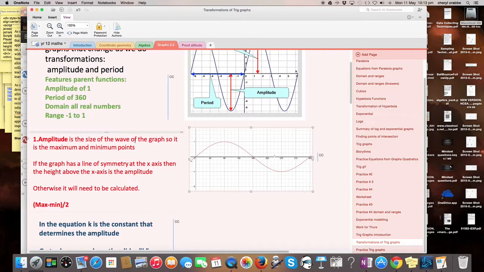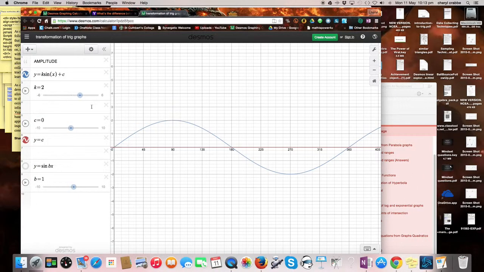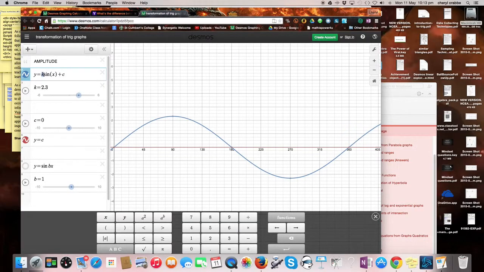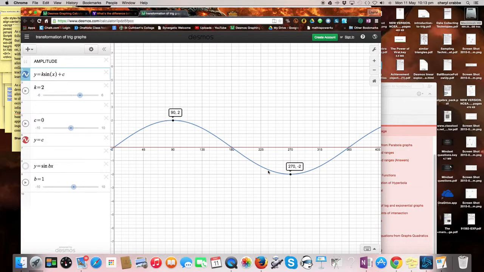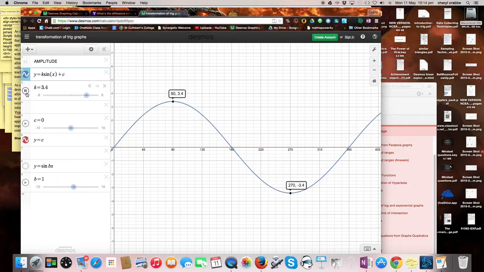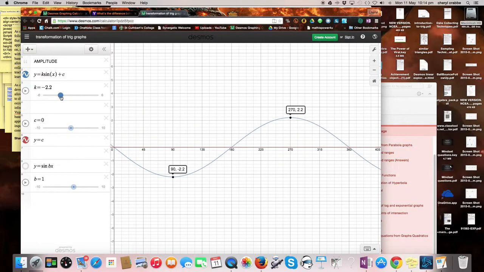The amplitude is the size of the wave of the graph. It's the max and min points. If you get stuck finding the max and min and can't grab those off the graph, you can calculate the amplitude by going max minus min divided by 2. How big it is is determined by the number in front of the sine or cosine. So this k here is my amplitude. If I put k at 2, you will notice that the max and min are at +2 and -2, and my line of symmetry is still the x-axis. So that's what k does, it changes the amplitude of the graph. And if it's negative, it flips the graph.